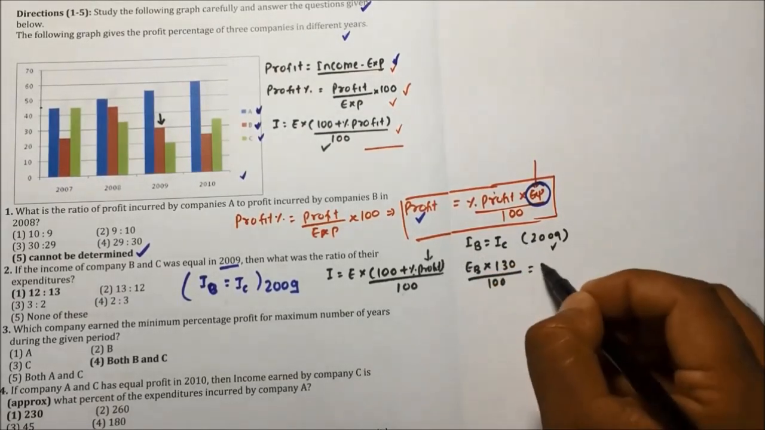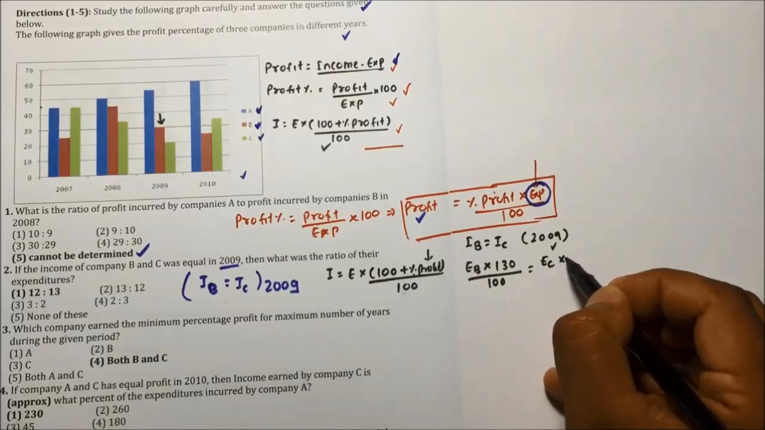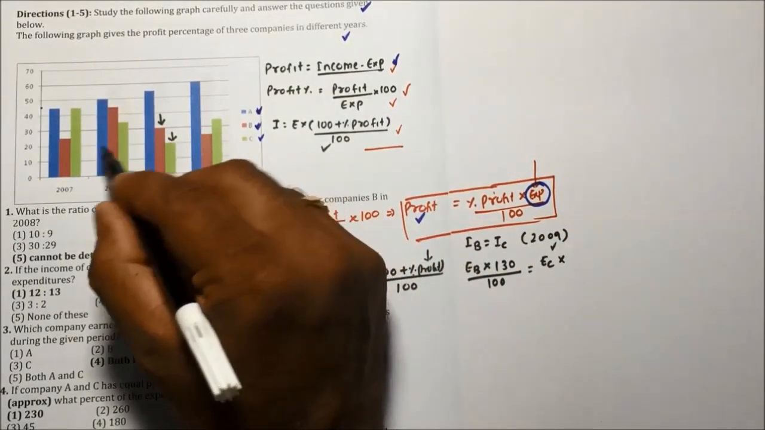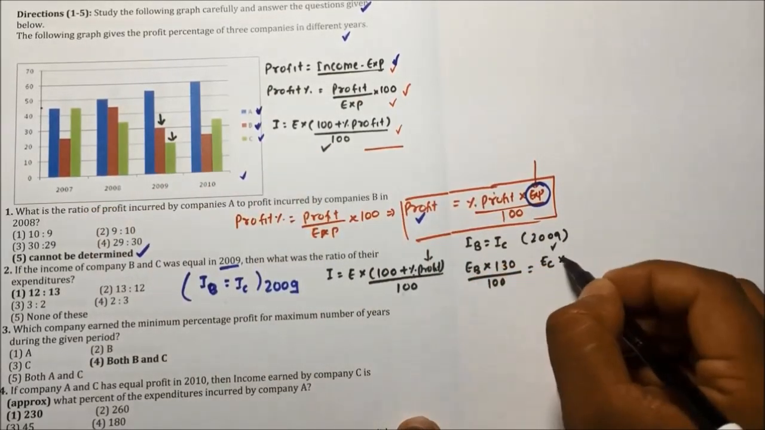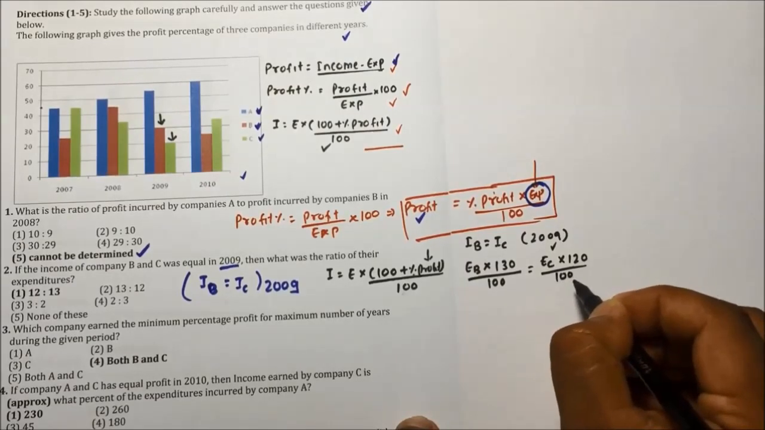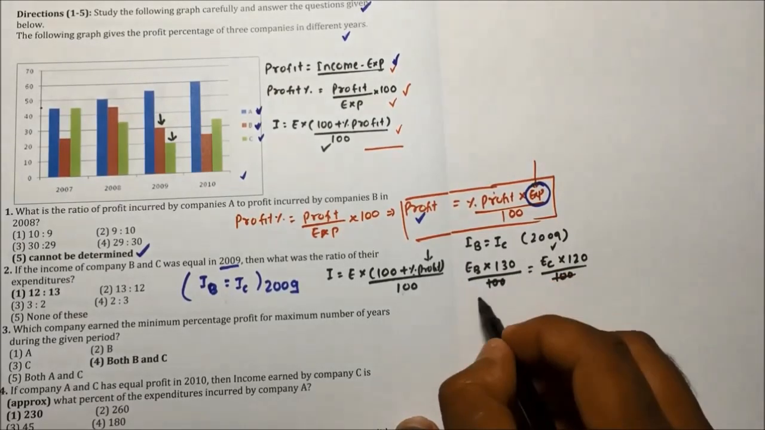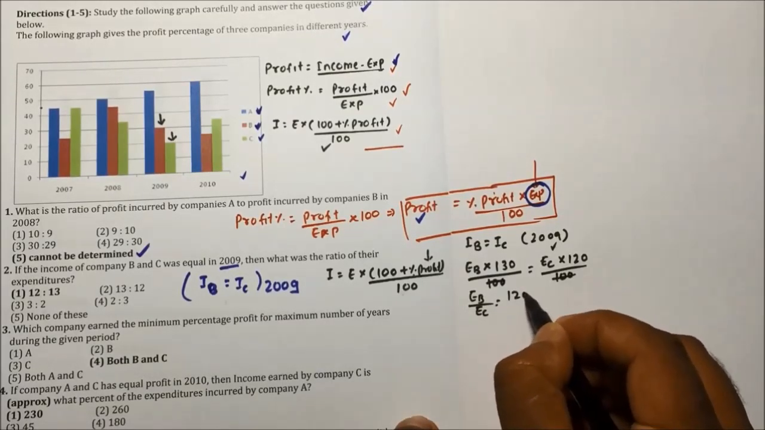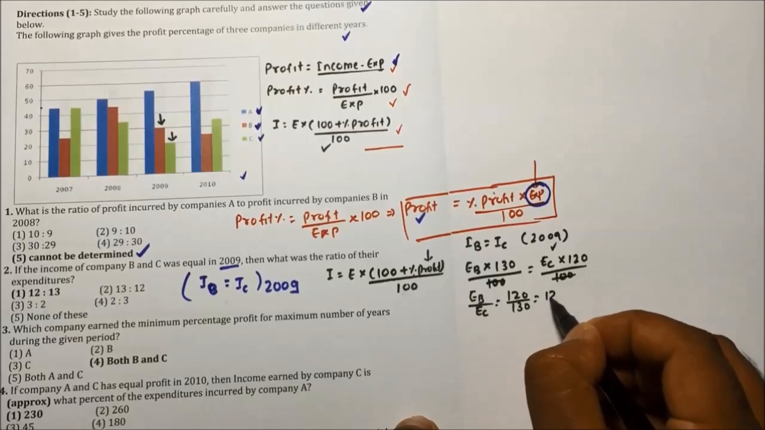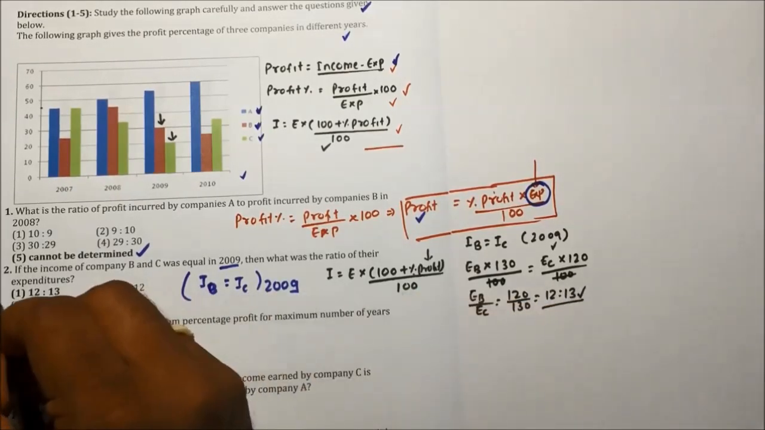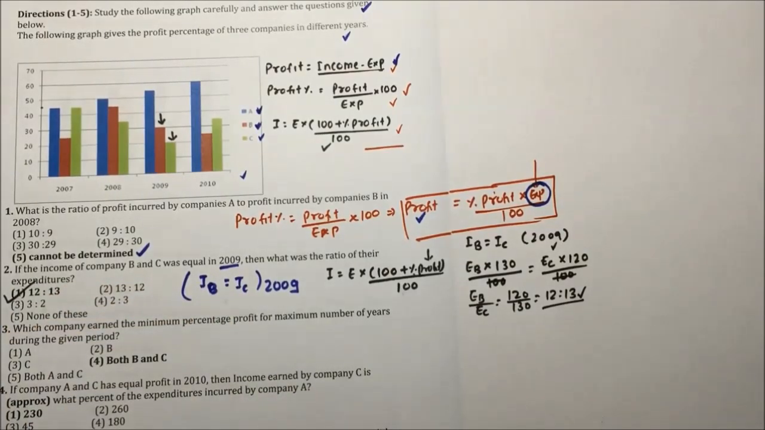Now what about C? The expenditure will be EC into, in 2009 what is the profit percentage of C? It is 20%. So 100 plus 20 will be 120, divided by 100. Now 100 and 100 will get cancelled. Then expenditure of B to the expenditure of C will become 120 by 130, which is nothing but 12:13. So 12:13 will be the answer for question number 2, and you can see option A is the correct answer for question number 2, right?